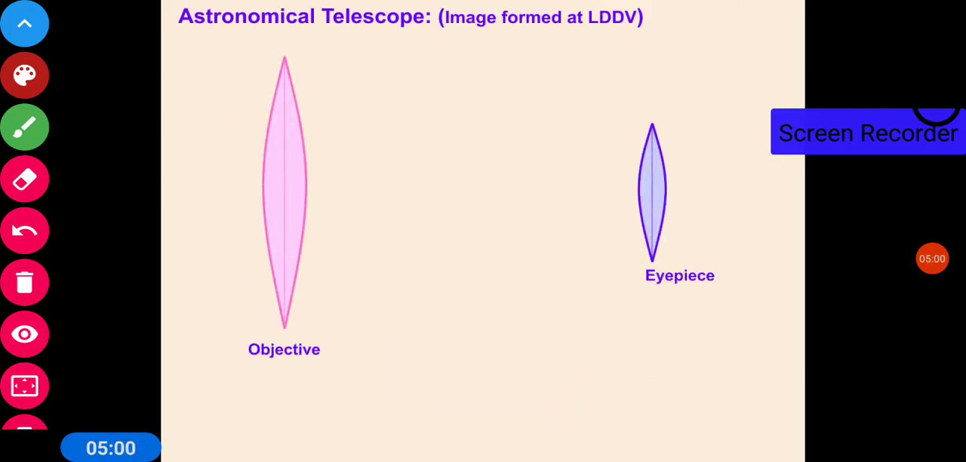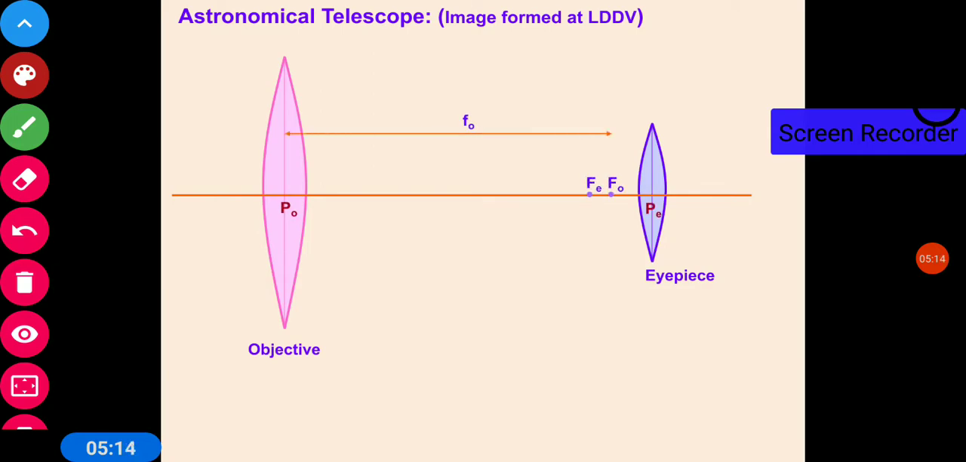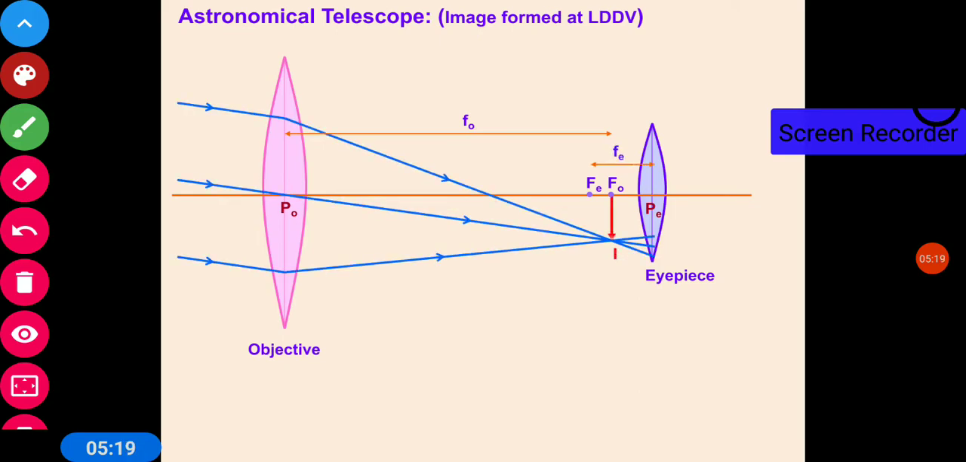Now, astronomical telescope, image formed at LDDV, that is, least distance of distinct vision. So again let us draw the ray diagram. Objective, eyepiece, principal axis, optical centers, focal length. The rays which are coming from the far off objects are parallel to each other. After refraction from the objective, they meet at point I. So I naught FO is the image formed by the objective.